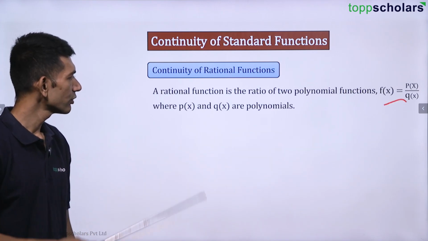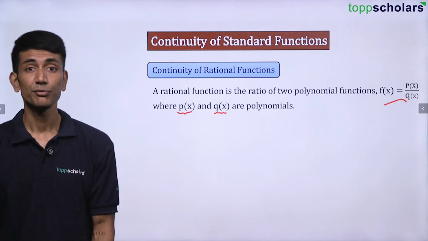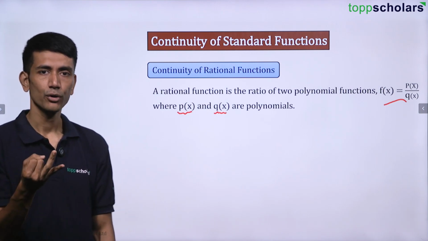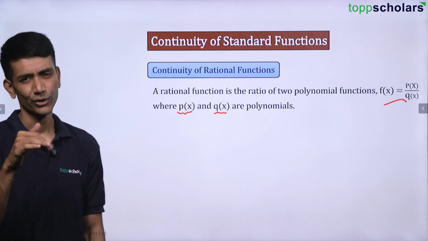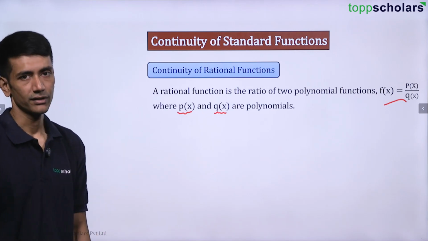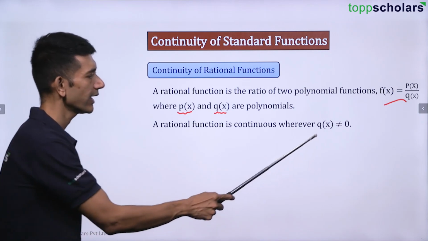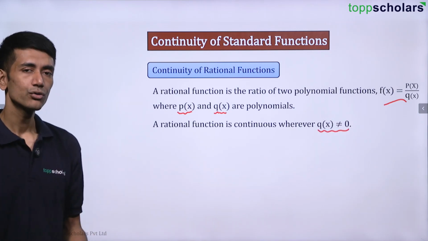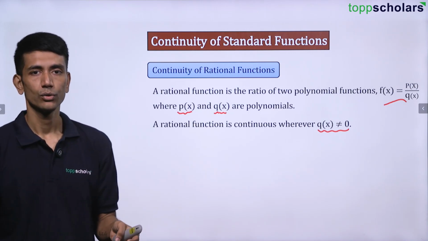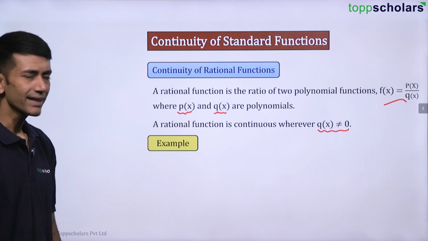Where p of x and q of x, what are both of them? p of x and q of x, both of them are polynomials. So whenever you have p of x as a polynomial, you have q of x as a polynomial, and you divide both of them, or you take the fraction, you can say that it is a rational function, right? So a rational function is continuous everywhere except where q of x is equal to 0. Whenever the denominator becomes 0, the rational function is discontinuous.